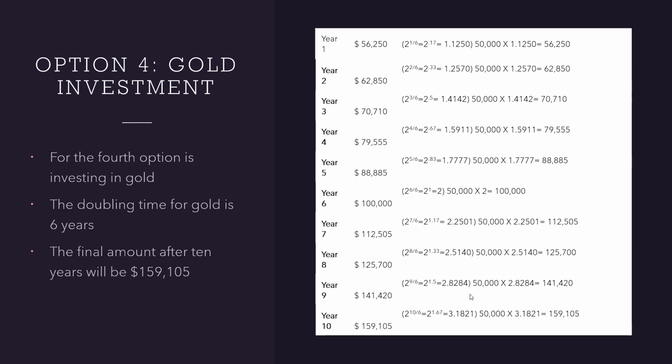All right, moving on to option 4, gold investment. For the fourth option, I chose to invest in gold. The doubling time for gold is 6 years, and the final amount after putting all $50,000 in will be $159,105. As you can see on the right, I have all my math and how I got to that.